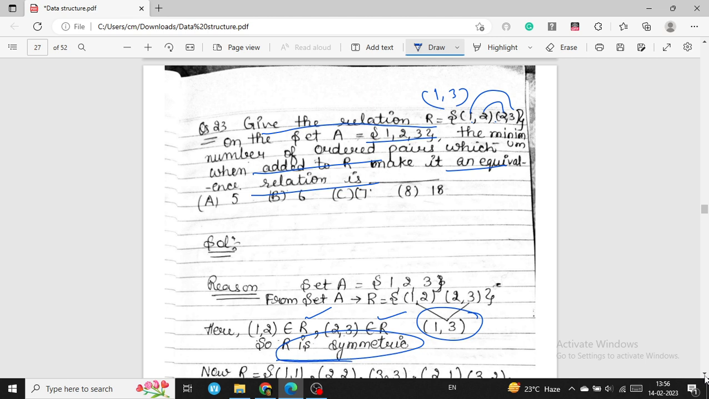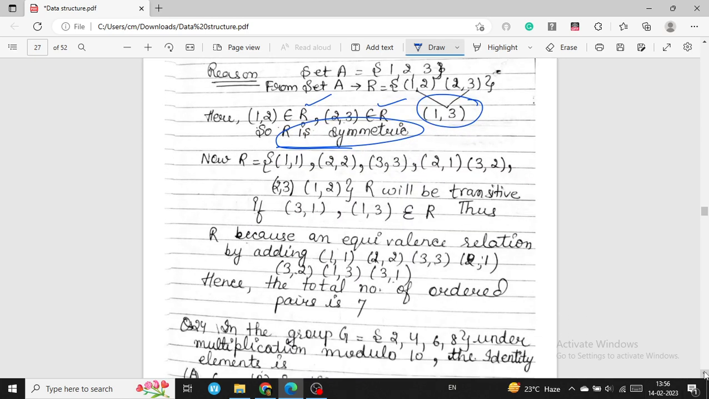When two elements taken from the main set are related to each other, that is known as symmetric. And for reflexive we can say (1,1), (2,2), (3,3), (2,1), (3,2) and (1,2). These will all be transitive, because when we take (3,1) or (1,3), both belong to R. Thus R becomes an equivalence relation by adding (1,1), (2,2), (3,3), (2,1), (3,2), (3,1), and the total number of ordered pairs is 7.